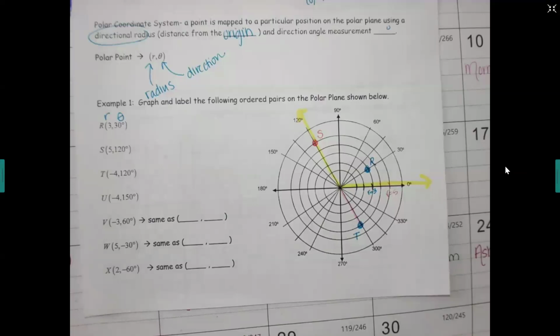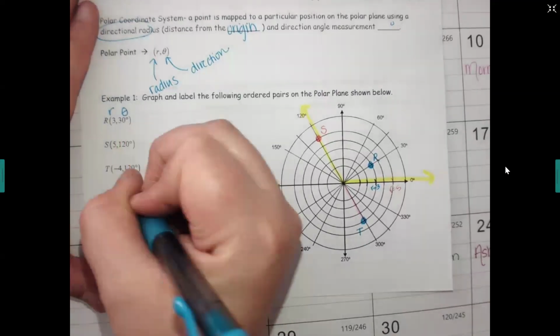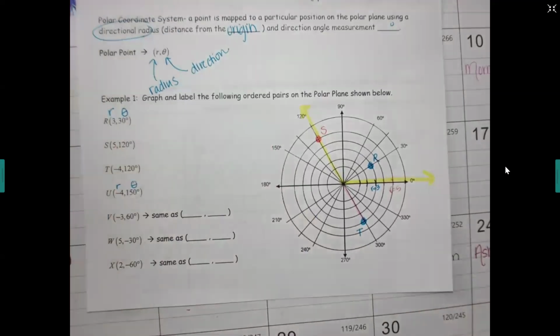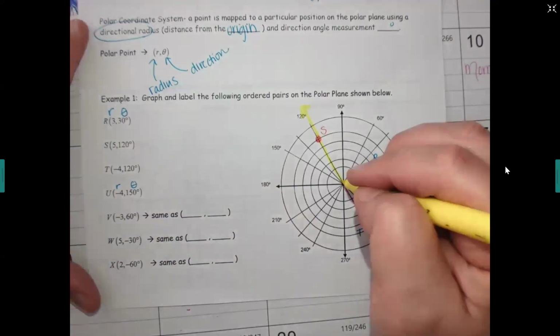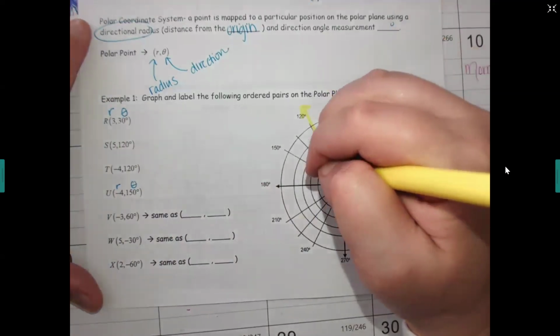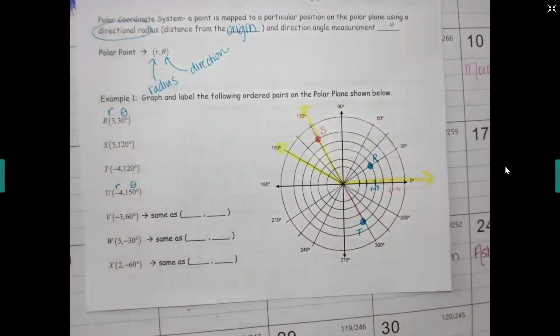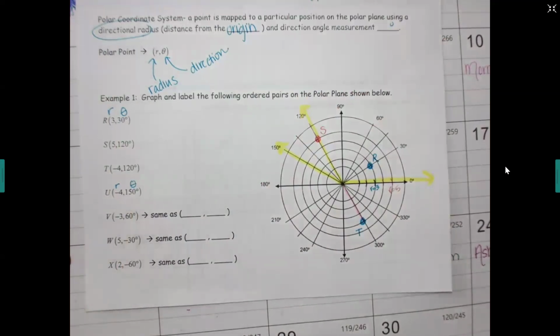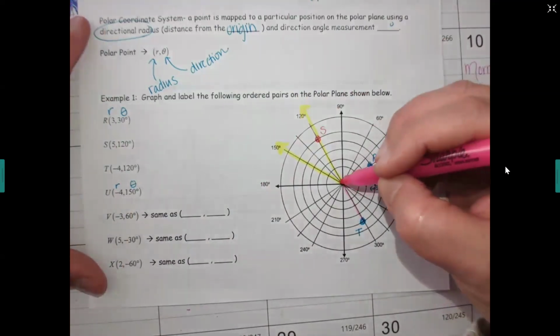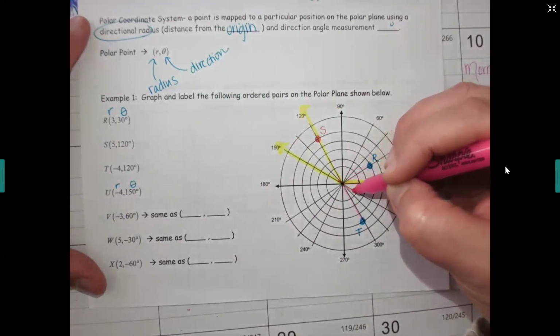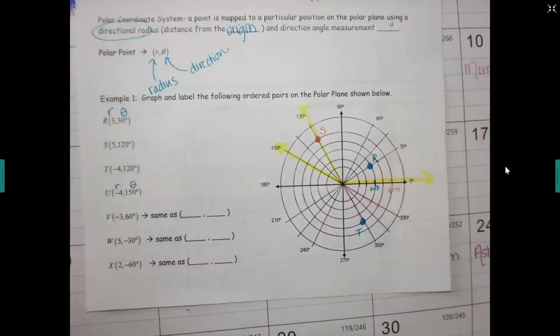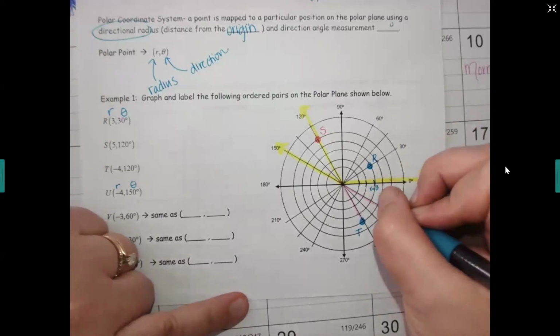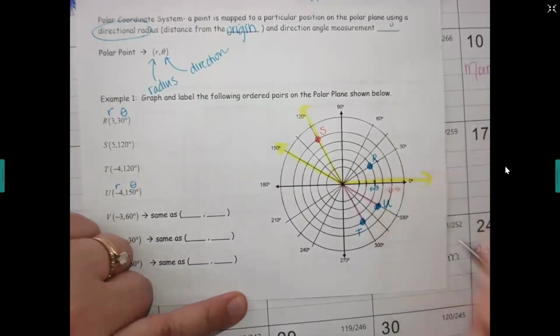All right, next one is -4, 150. So I want to be on the -4 ring at theta 150. So I'm going to find 150. 150 is here. And if it's a positive ring, I would go towards the angle. But because my ring is a -4, I'm going to actually count the opposite direction. So just kind of trace that away. I want to go 1, 2, 3, 4. That would put me right here. So that would be my U.